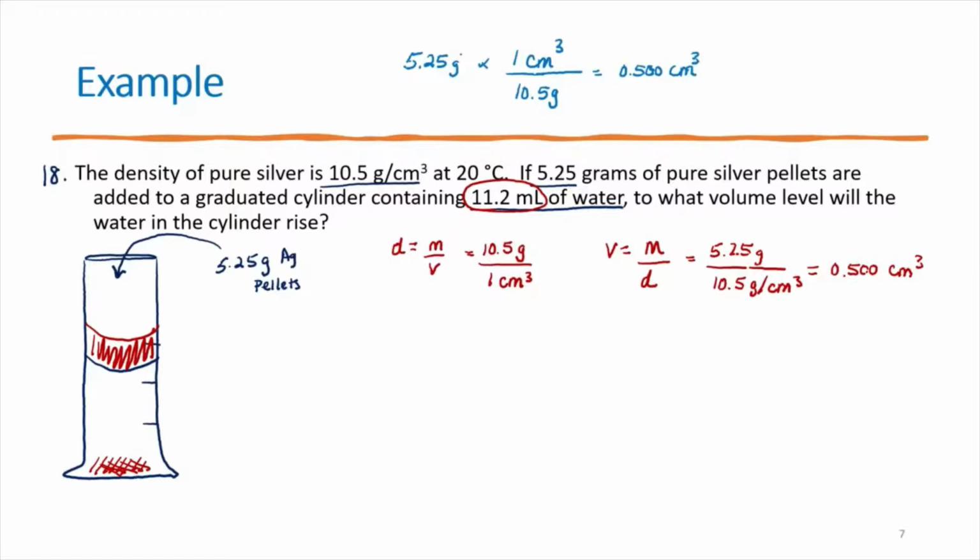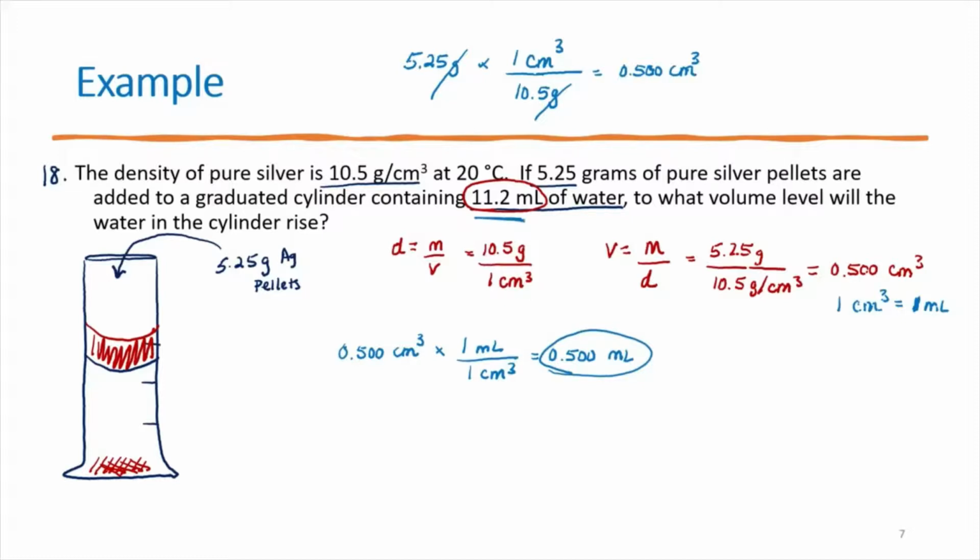You're saying the same thing here, okay? It's just a conversion. Whichever way you're comfortable writing it out, it's going to give you the same answer. But I know that 1 centimeter cubed is equal to 1 milliliter. So I know that 0.500 centimeter cubed, I can write that as times 1 mil divided by 1 centimeter cubed. This equals 0.500 milliliters. Now I can add this volume to this, and I can figure out the total volume of the graduated cylinder once the silver pellets have been added.